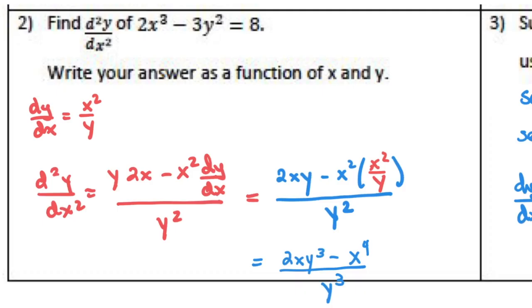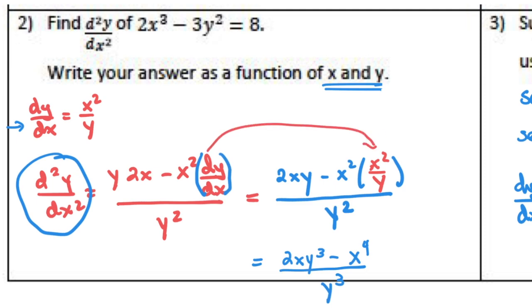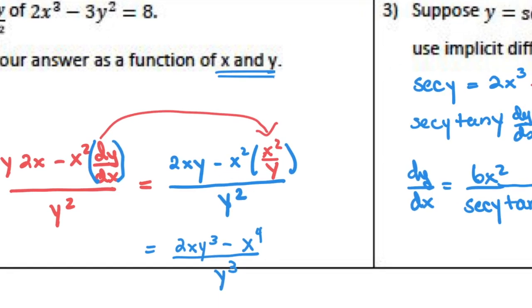So for number 2, after you found dy dx, you were asked to find the second derivative and write your answer only as a function of x and y. Notice the second derivative does have dy dx involved in the problem. Replace that dy dx with x squared over y and simplify.